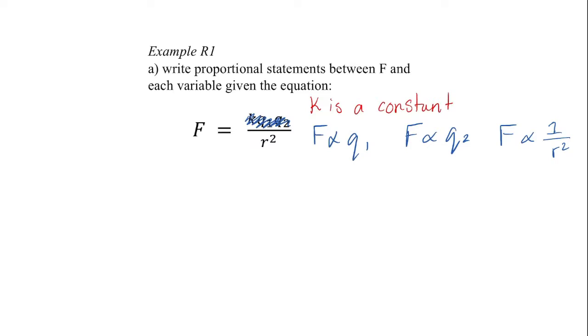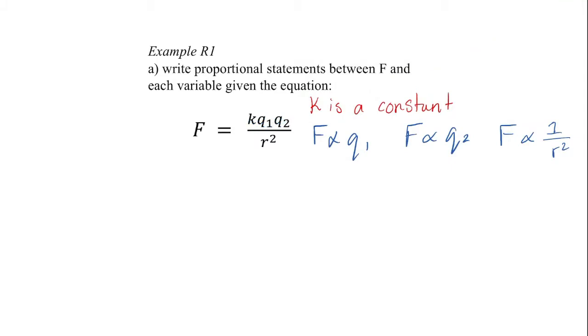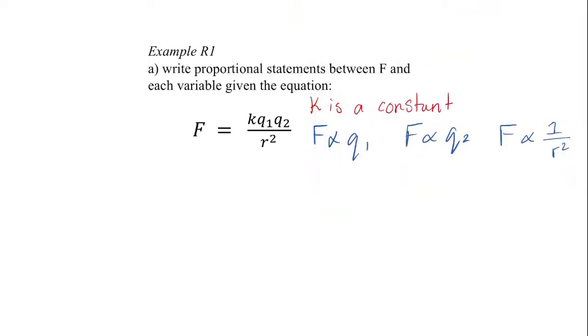Okay, so those guys are an inverse squared relationship. And there are all the relationships between all the variables in that equation, of which k is a constant, so we don't care about the relationship there. Okay, we got a few more questions here.